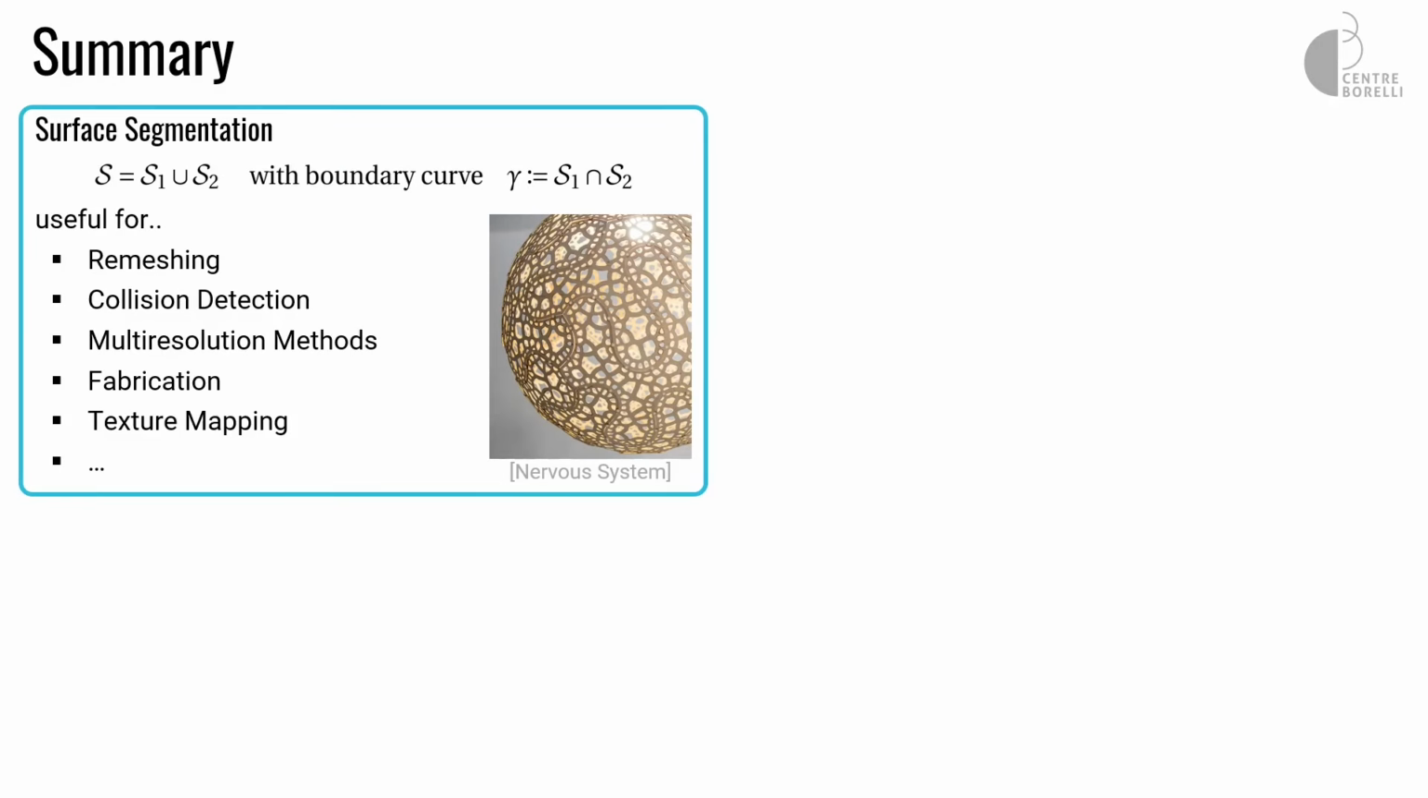The idea here is you want to segment your surface into multiple parts, and there are various reasons why you want to do this. For example, you want to remesh your triangle mesh, or use it for collision detection because you want to approximate it by simple elements. You want to use it in multi-resolution methods, which was actually in the beginning our motivation. Or you can also use it for texture mapping in computer graphics.